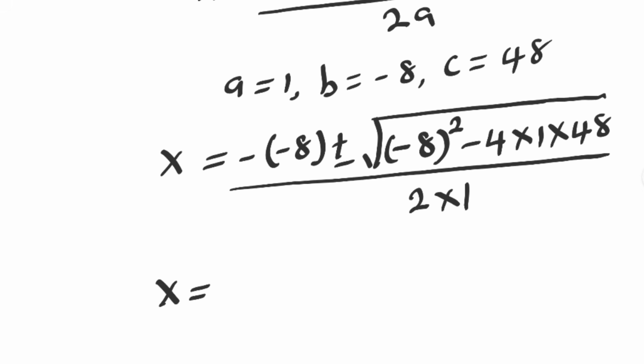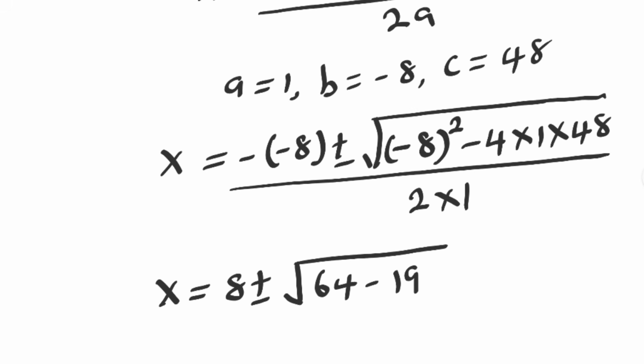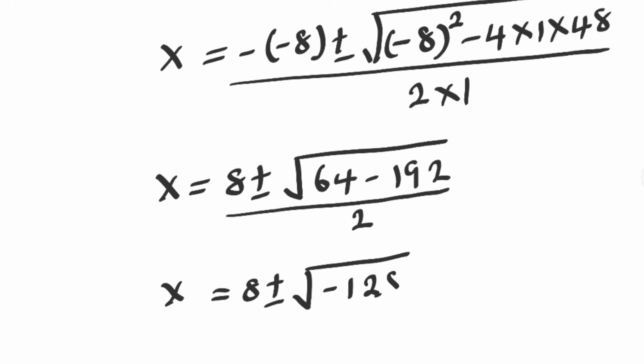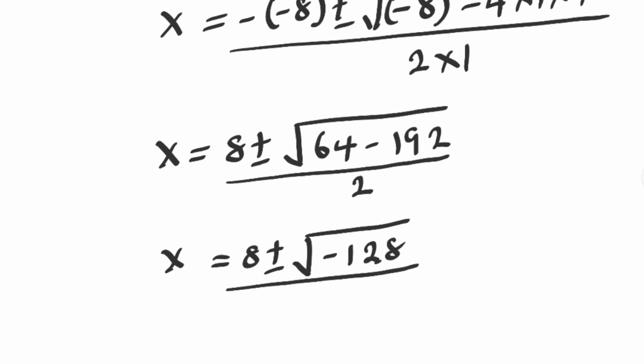x is equal to minus times minus 8, 8, plus or minus square root of minus 8 squared, that is 64, minus 4 multiplied by 1 multiplied by 48, that is 192, divided by 2 multiplied by 1, 2. x is equal to 8 plus or minus square root of 64 minus 192, that is minus 128, divided by 2.